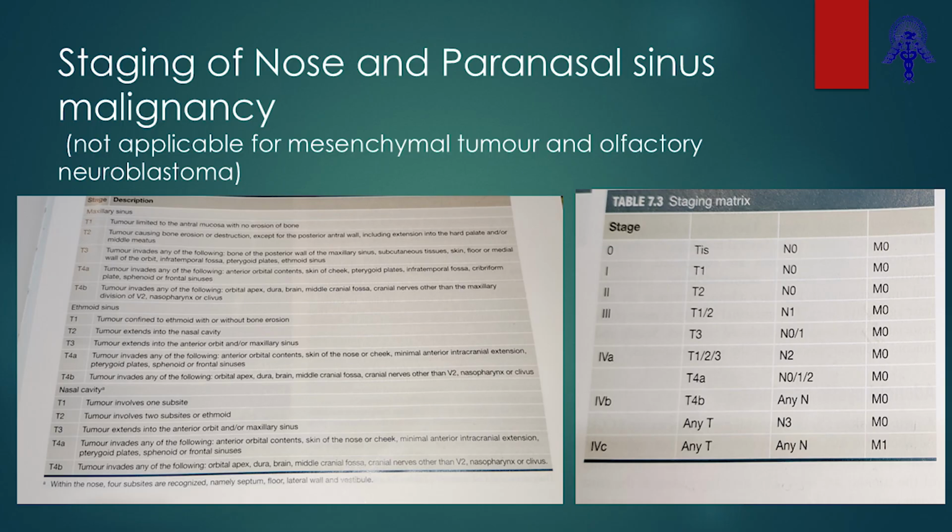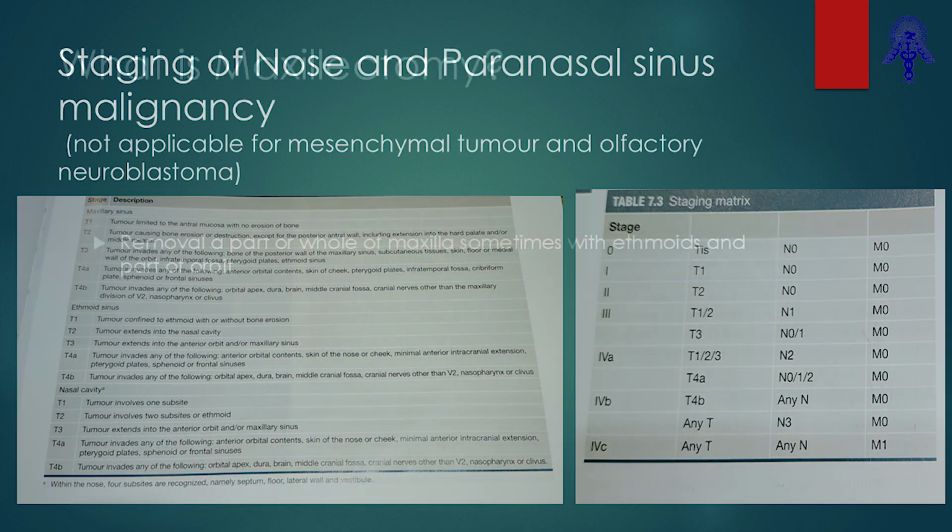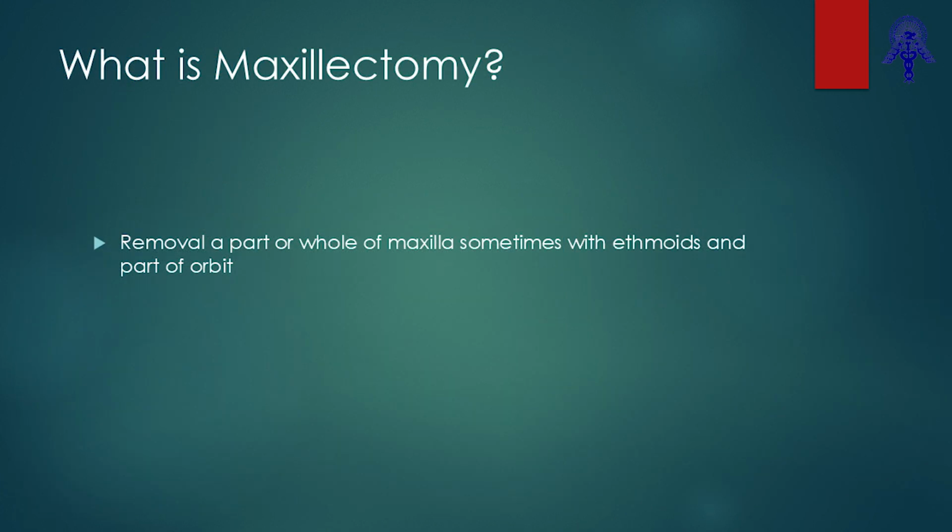And second point which I would like to highlight, that any tumor which goes beyond the maxilla, except in the nasal cavity and palate, it is regarded as T3, that is advanced tumor. Other things you can go through the TNM staging. I am not going into the detail of that. Now what is maxillectomy? Maxillectomy is the removal of a part or whole of the maxilla, sometimes with the ethmoid or part of the orbit.